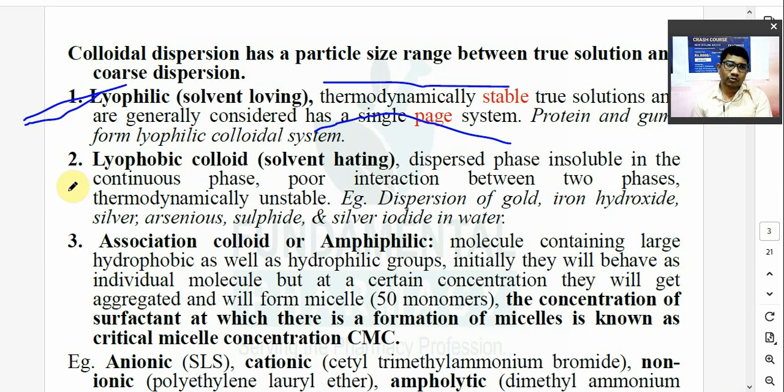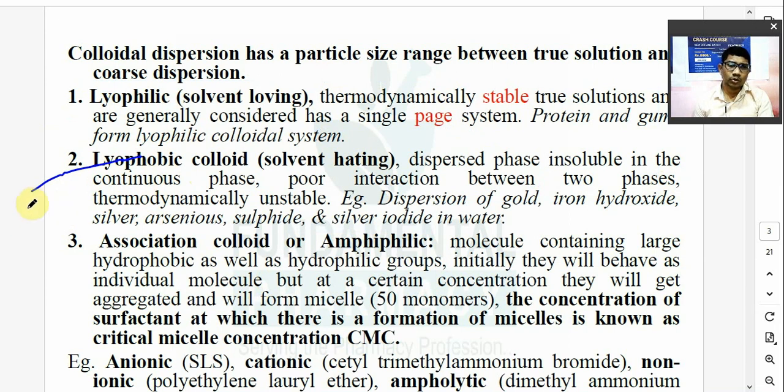The lyophobic colloids are solvent hating, and the dispersed phase is insoluble in the continuous phase. There is a poor interaction between dispersed particles and the dispersion medium. That's why there is less solubility. If the interaction is poor, what will the solubility be? Less. That's why lyophobic colloid. So they are thermodynamically unstable.